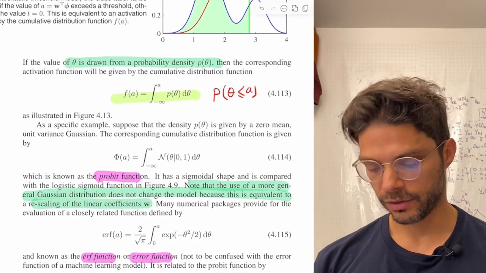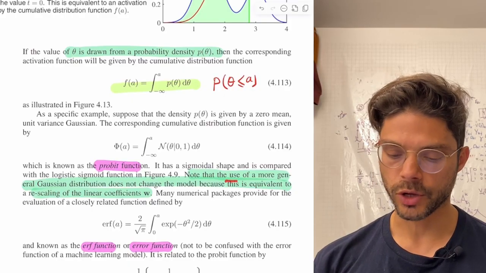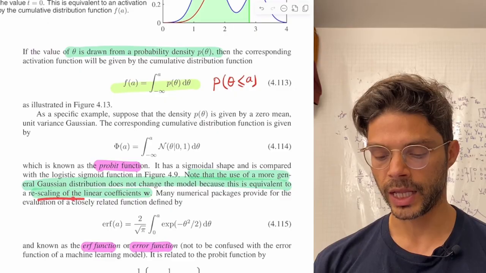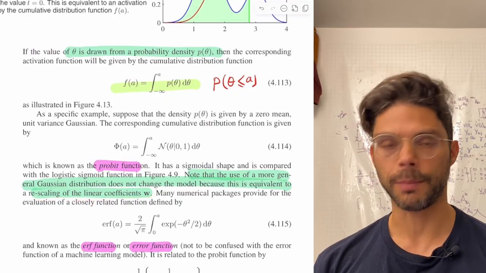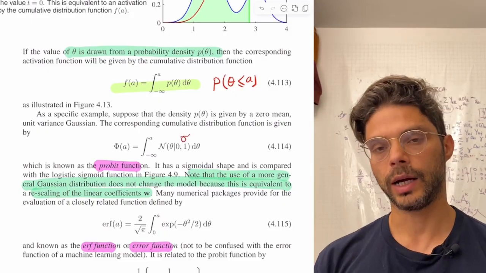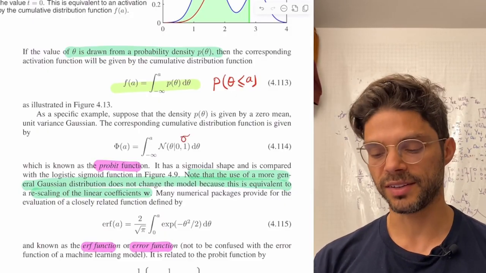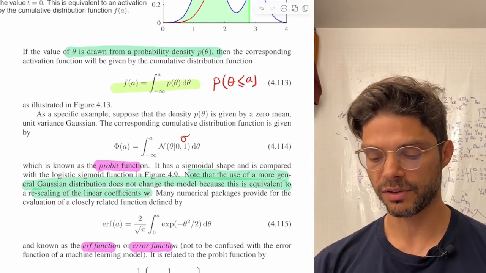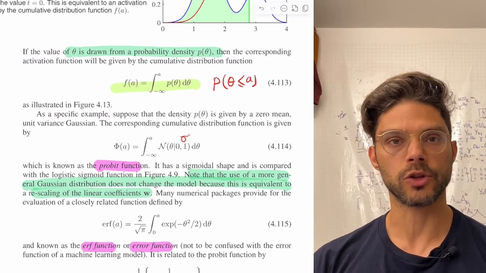Now note that the use of a more general Gaussian distribution does not change the model, because it's equivalent to a rescaling of the linear coefficients. For example, if you want to change the standard deviation and make it equal to some sigma, then it's exactly the same model as having 1, but now we scale the weights down by sigma. So this is quite general as it is.